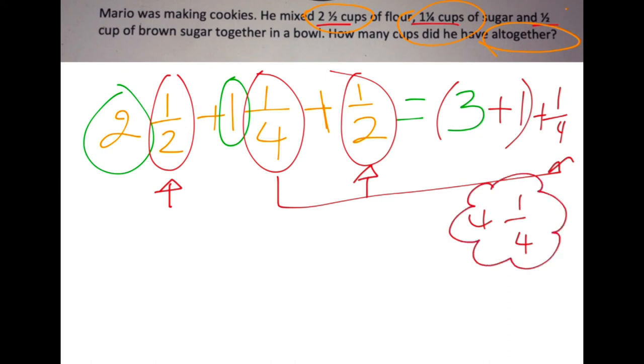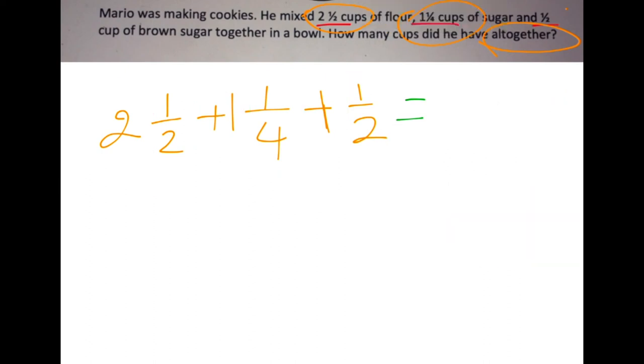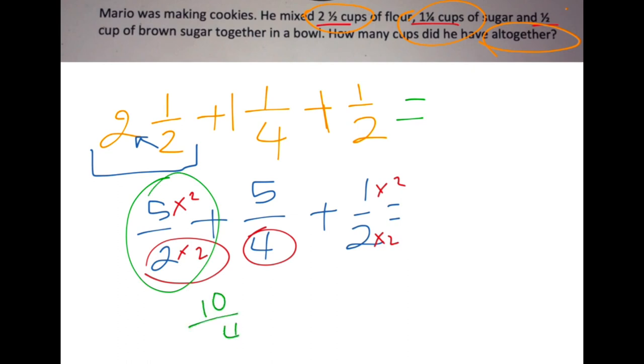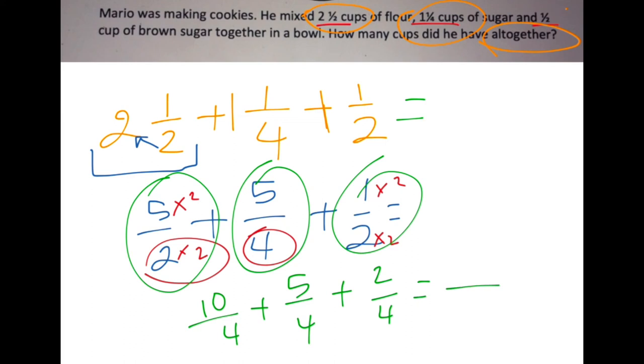Now let's go ahead and do it step by step mathematically. First, let's change this into an improper fraction. Now, I want to have the same denominator. I can multiply this by 2, this by 2, so that I can have the denominator of 4. This is already 4, so I leave it alone. This times 2, times 2. So what do I have? Which is something over 4.